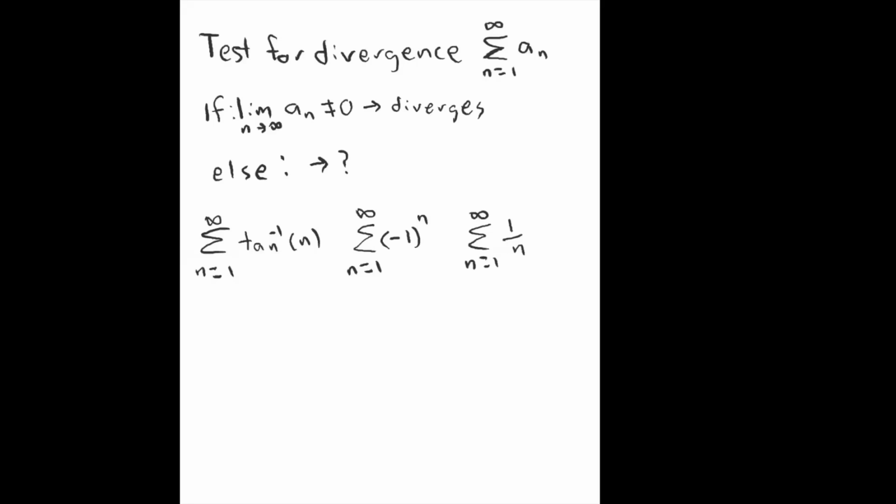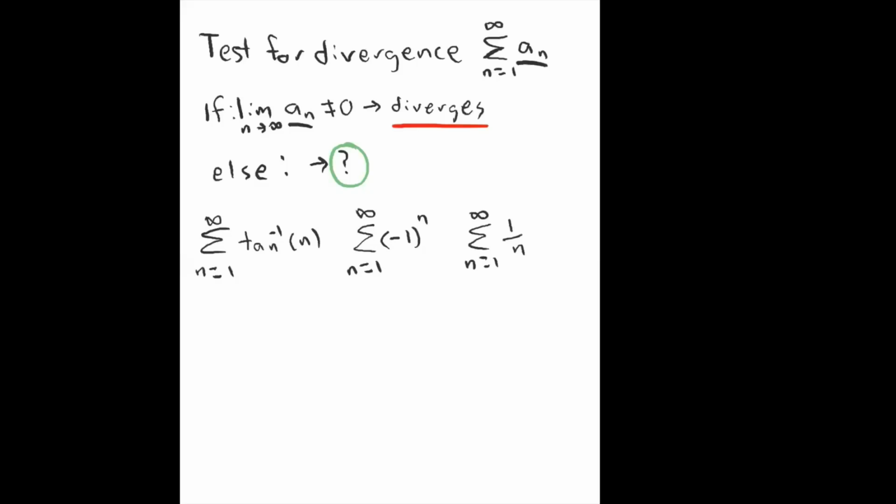The first thing we do when working with a new series is test for divergence. We do this by taking a limit of the sequence as n approaches infinity, and if that limit is not equal to 0, then the series will diverge. This test only checks for divergence and doesn't tell us anything about what will happen if the limit of a sequence is equal to 0.